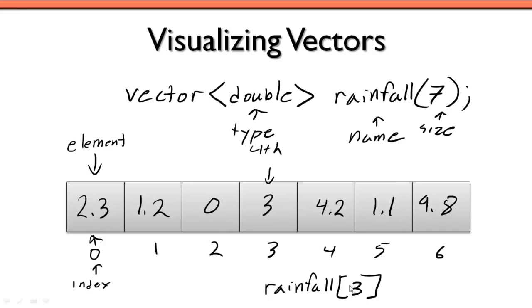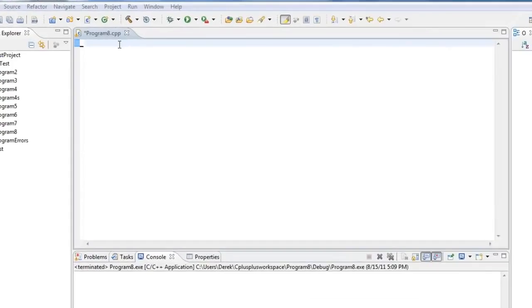So this is some of the basic terminology and how we'd go about visualizing vectors in general. And again, these vectors can hold any particular type, so it doesn't have to just be a double or a string or an int or a float. It could be any defined type that we have. So let's go ahead and go over to Eclipse, and we'll take a further look at vectors and some of the syntax associated with using vectors.